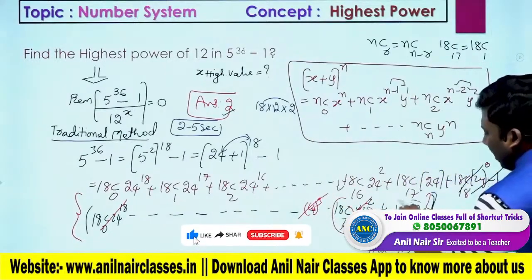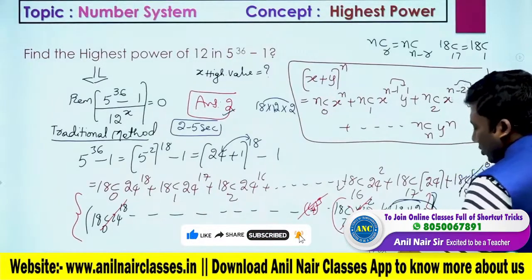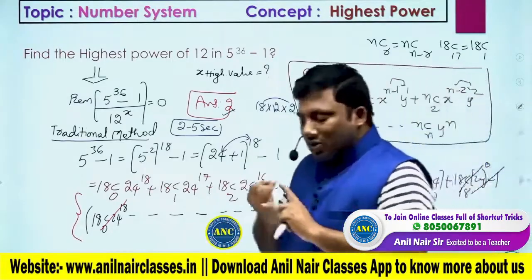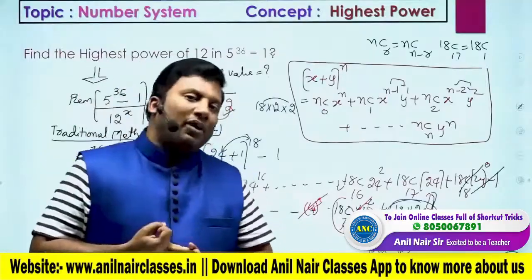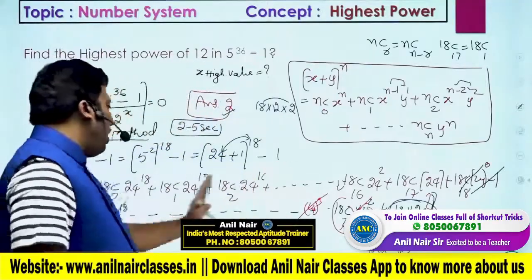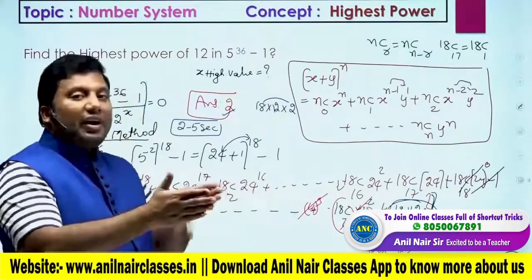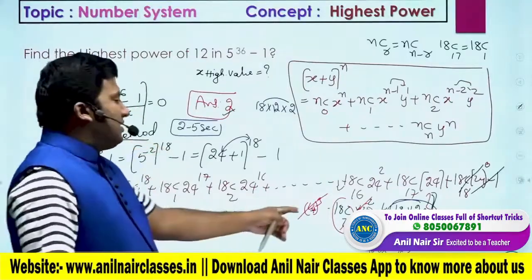Just to explain why we are taking only 18 into 24. 18 into 24 contains 12 square. 24 square contains 12 square. 24 cube contains 12 square. 24 power 4 contains 12 square. All contain 12 square. Every term is divisible by 12 square. If I add it, there will probably be 17 multiples.